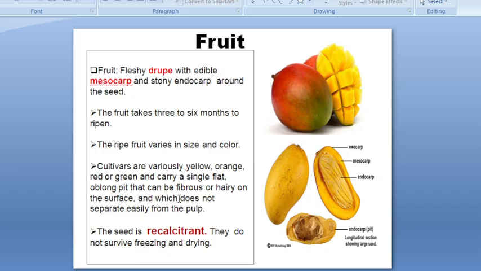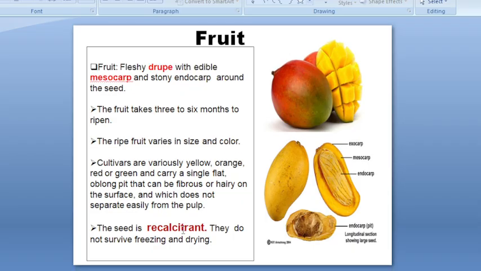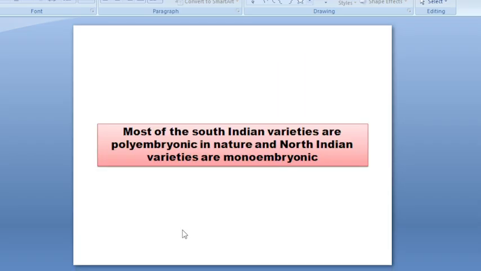And when we consider the nature of the seed, it is recalcitrant. Recalcitrant means it loses its viability immediately, or we have to sow the seeds immediately after extraction. It will have very little moisture content. Based on the moisture content, we can say it is recalcitrant or orthodox.